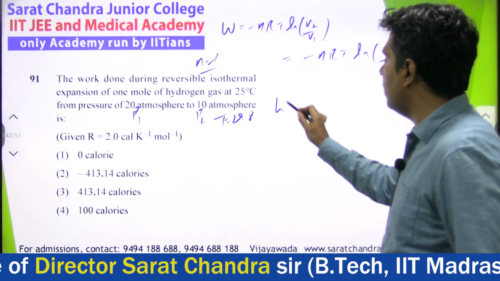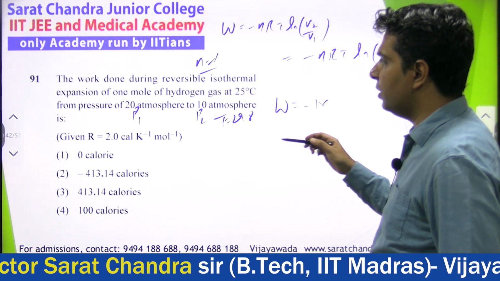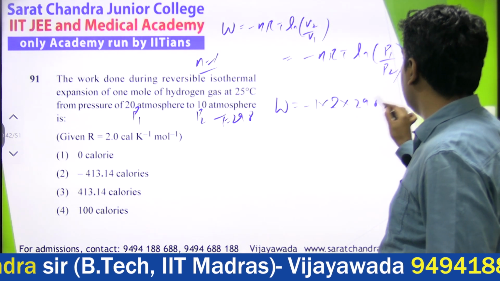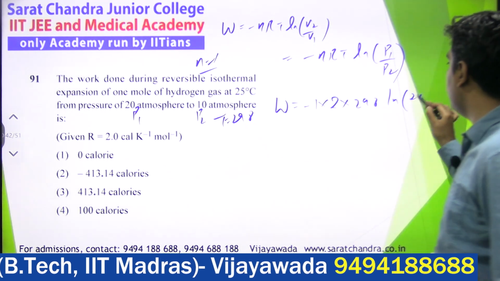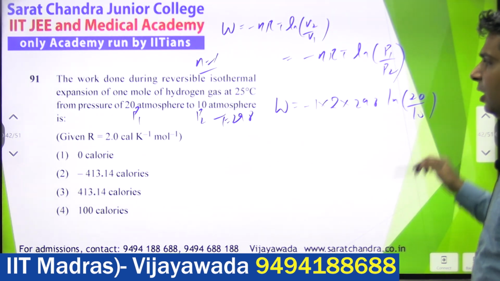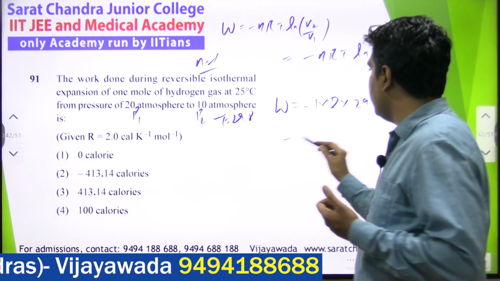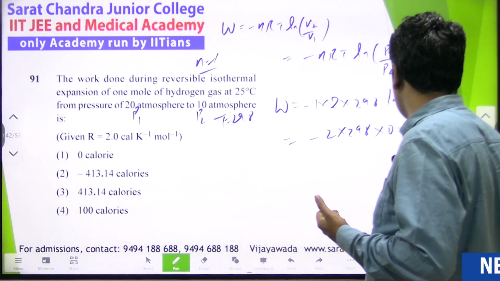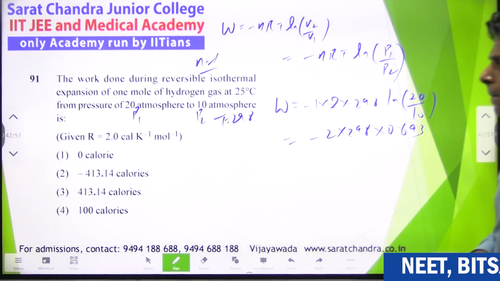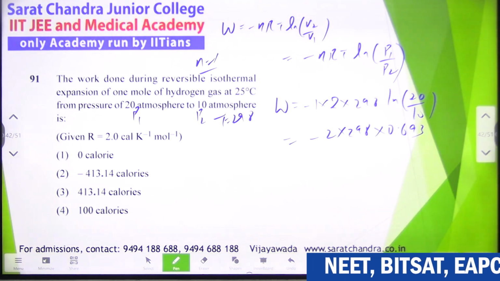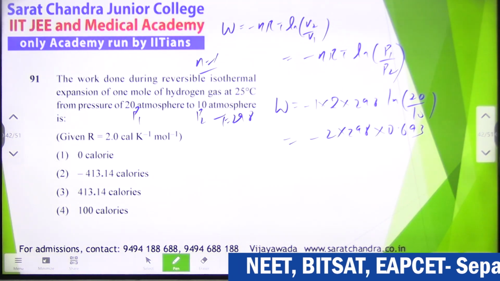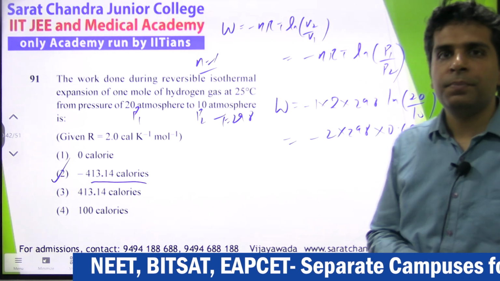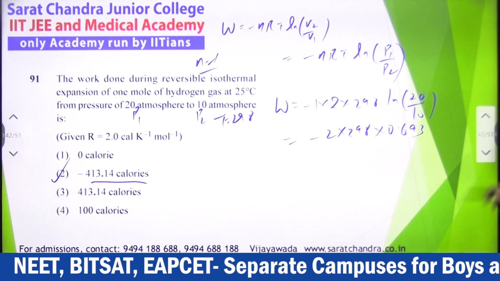So work done we can calculate: minus n, and work done in calories if we are calculating, R will be 2. Temperature is 298, ln P1 by P2, 20 by 10, ln 2. So minus 2 into 298 into ln 2, which is 0.693 you can take. So 298 into 0.693, this will come out to be minus 413.4 calories will be the answer. That is second option.